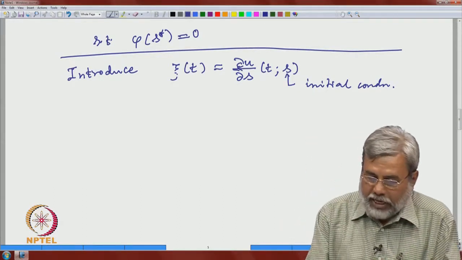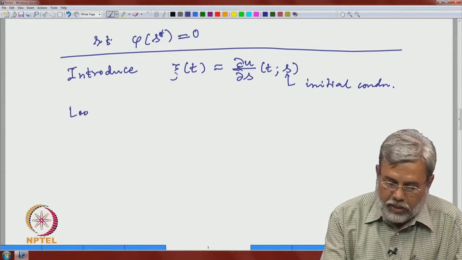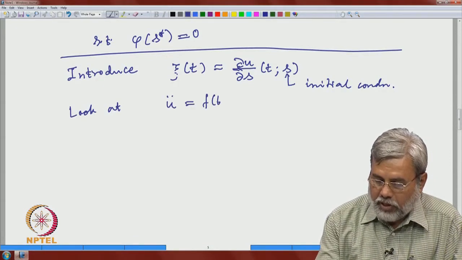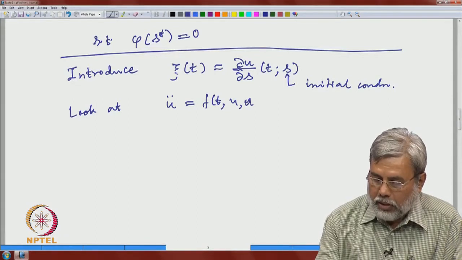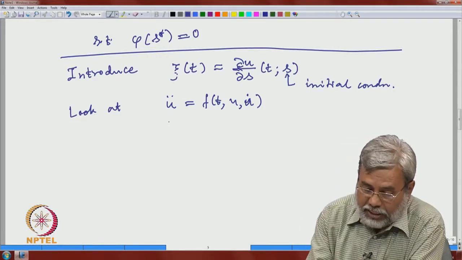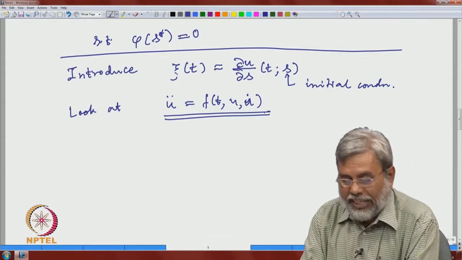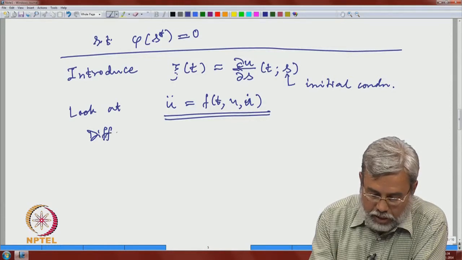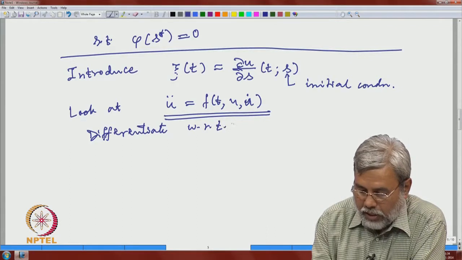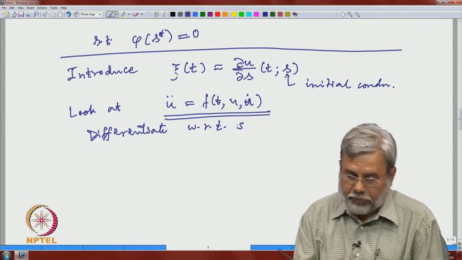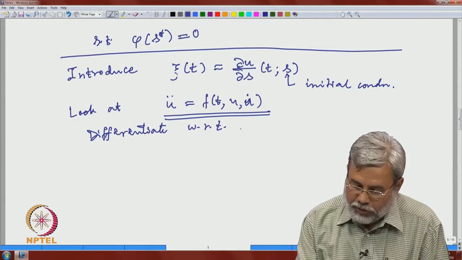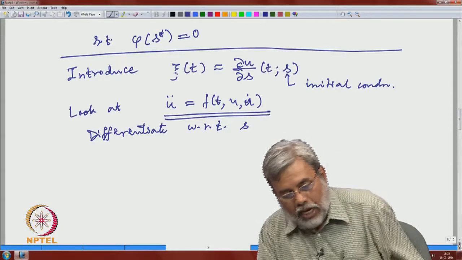Now look at the equation again for u. Recall that u double dot equals f of t, u, u dot. Now u implicitly depends on this s. So, we will differentiate this equation with respect to s. This is what we learn in the general theory, the continuous dependence of the solution of the initial value problem with respect to initial data.